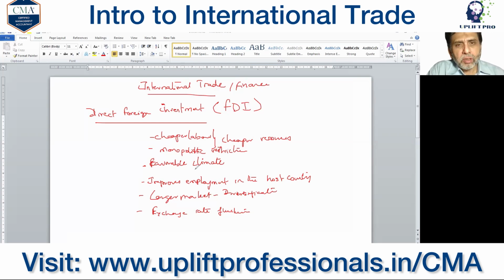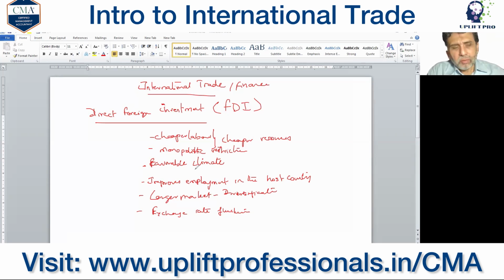Also, availability of foreign technology. If you go and invest in a developed country, the technology is better there. So that kind of thing would be applicable. Cheaper labor and cheaper resources will end up giving you higher profit. So these are the reasons for direct foreign investment. You can get an essay question on this. More than multiple choice, an essay can be asked on this.